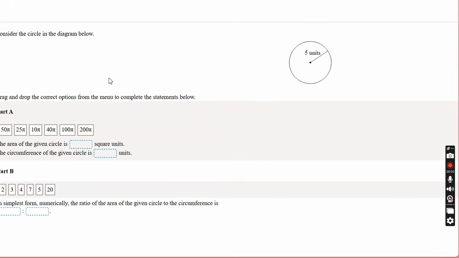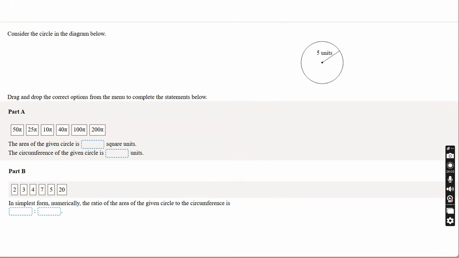The next one here is the same thing. Area of a given circle is what? Pi r squared. Now the pi is already written in the options. What's r? 5. So 5 times 5 is 25 pi. The next one, what is the circumference? 2 pi r. So 2 pi r is what? 2 times 5 times pi. So what is that? 10 pi.